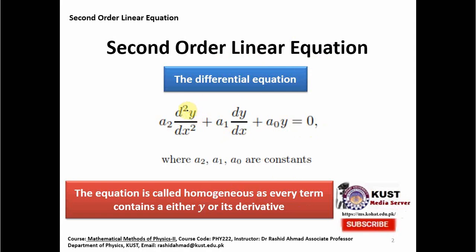You see in the first term, although there is a second derivative involved here, the power of y is still 1. And in the second term, although there is a first derivative involved, the power of y is 1. And similarly in the third term the power of y is equal to 1. So in all of these terms the power of y is not greater than 1, therefore it is a linear, homogeneous and second order differential equation.